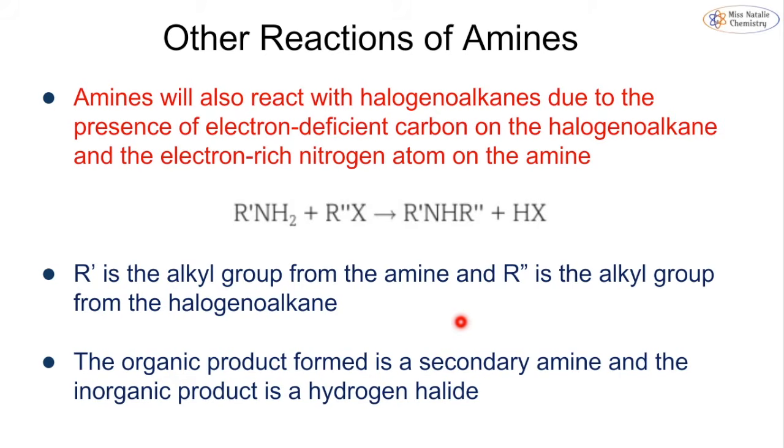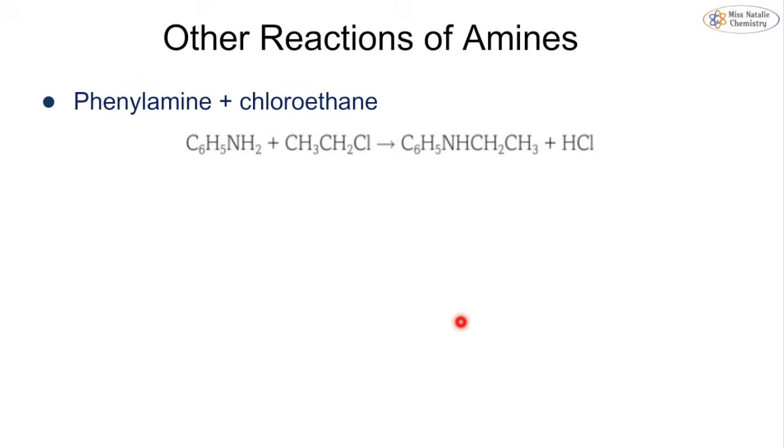Now, amines can also react with halogenoalkanes due to the presence of this electron-deficient carbon on the halogenoalkane and the electron-rich nitrogen on the amine. So that's what we've discussed previously when we were looking at the ammonia, where we can make this secondary amine. So we have the lone pair on the NH2 reacting with the electron-deficient carbon, and we're going to form this secondary amine and a hydrogen halide reaction, and a hydrogen halide is our other product.